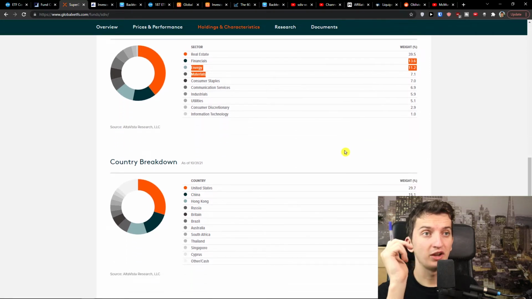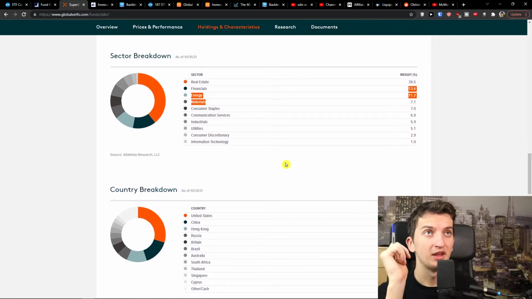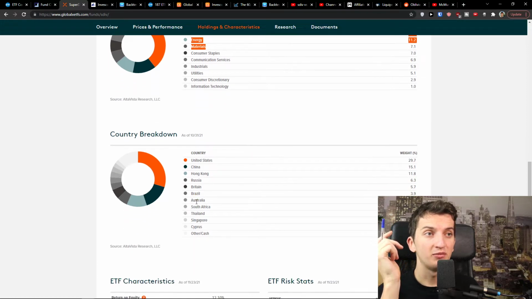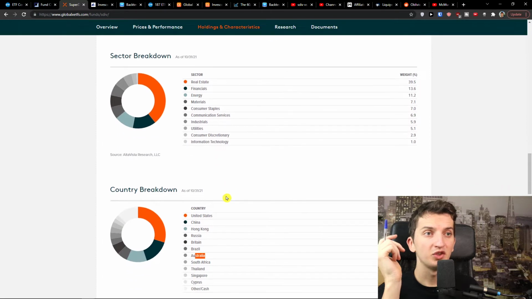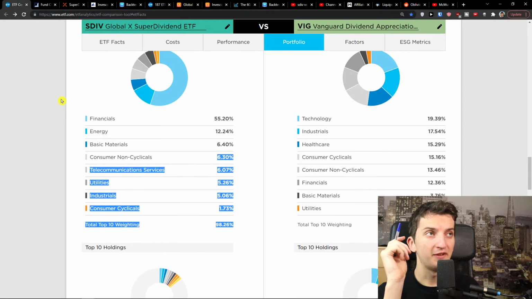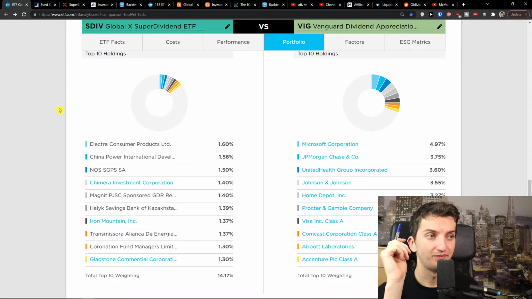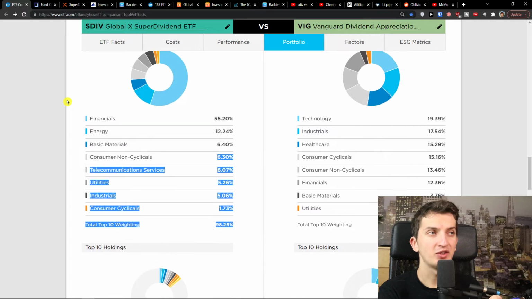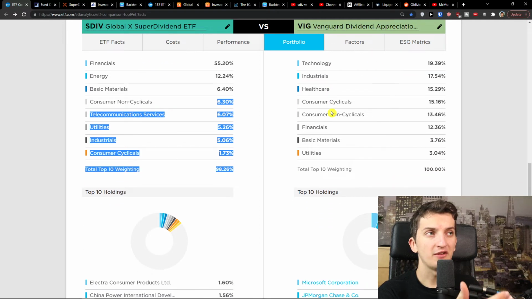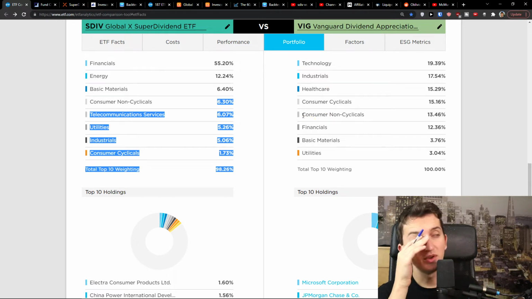Then you see also country breakdown right here. United States, China, Hong Kong, Russia, Britain, Brazil, Australia, so many other countries. On the other hand, it's a little bit different with VIG, much different, and we will even see the fund overlap right here soon. And with the VIG, you see technology, industrials, healthcare, consumer cyclicals, consumer non-cyclicals. So you see that there are completely different segments.